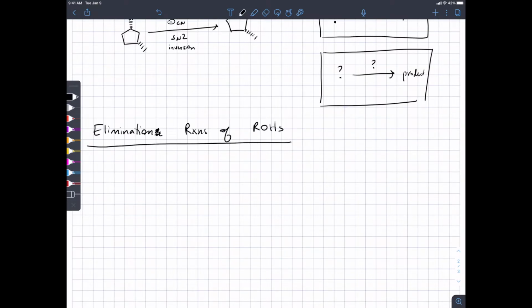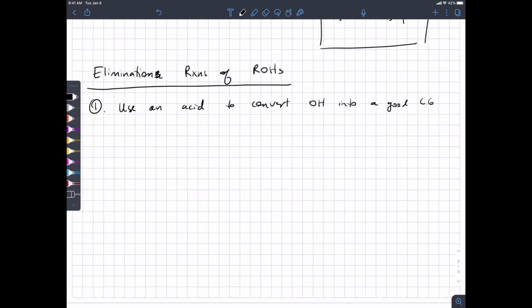The first option is, again, use an acid to convert OH into water, a good leaving group. Now, the conditions we're going to use here are sulfuric acid, and you're going to ask a question which I'm not going to have an answer to. So here is sulfuric acid. You can use either sulfuric acid or TsOH. They're interchangeable, it just depends on whether you want to be in water or organic solvent.